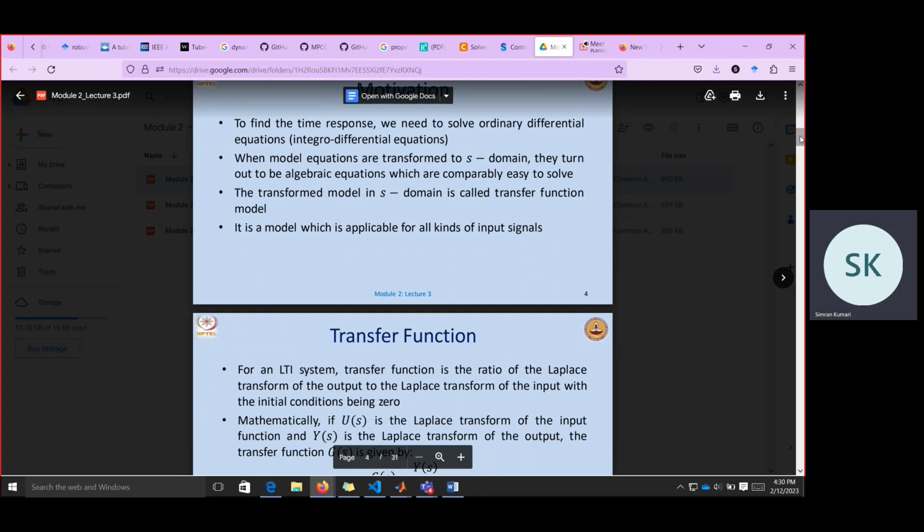So basically, since we don't want to do calculations with differential equations, because any dynamic system can be represented as an ordinary or partial differential equation. Now, since we are dealing with a lumped system or a system with one independent variable, we say that it is an ordinary differential equation, because there may be some systems where there is more than one independent variable. Here it is time. There may be space also with which it is varying.